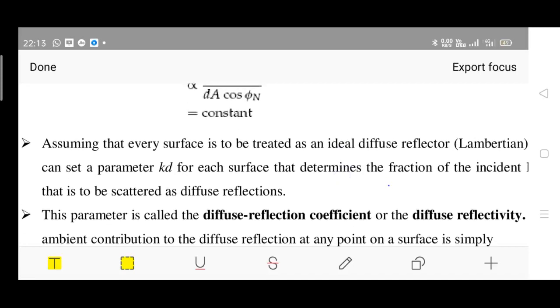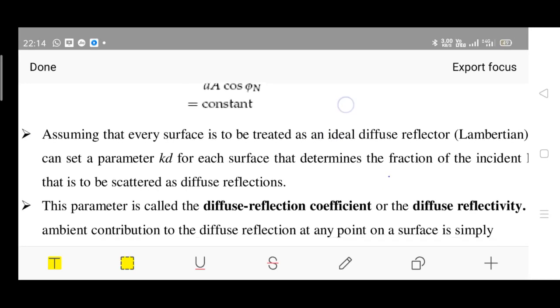Assuming that every surface is to be treated as an ideal diffuse reflector, in that case the surface is called a Lambertian surface. So much about the Lambertian surface. Let us discuss it once again, because it is nicely explained in the textbook. I'll explain the same thing, the Lambertian concept, using our textbook, because diagrams as well as explanations are nicely given. These equations are very important, so please go through the contents.